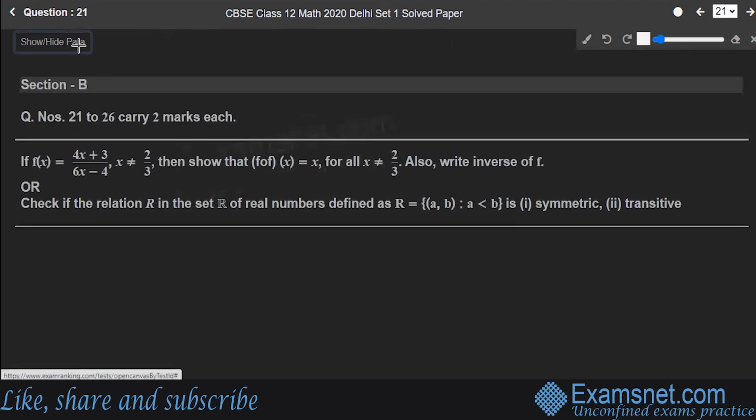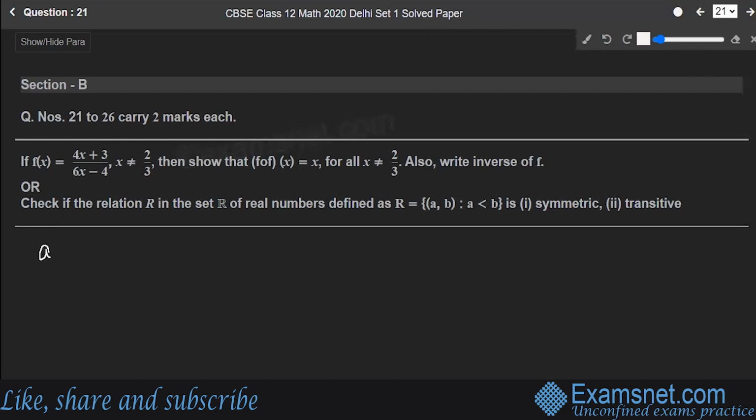Next is question number 21. Questions 21 to 26 are a bit lengthy because they are carrying 2 marks each. So the very first question for this one is the choice question again. If f(x) is equal to 4x plus 3 upon 6x minus 4, where x is not equal to 2 by 3, then you have to show that f of f(x) is equal to x for all x not equal to 2 by 3. Also, you have to write the inverse of the f function.